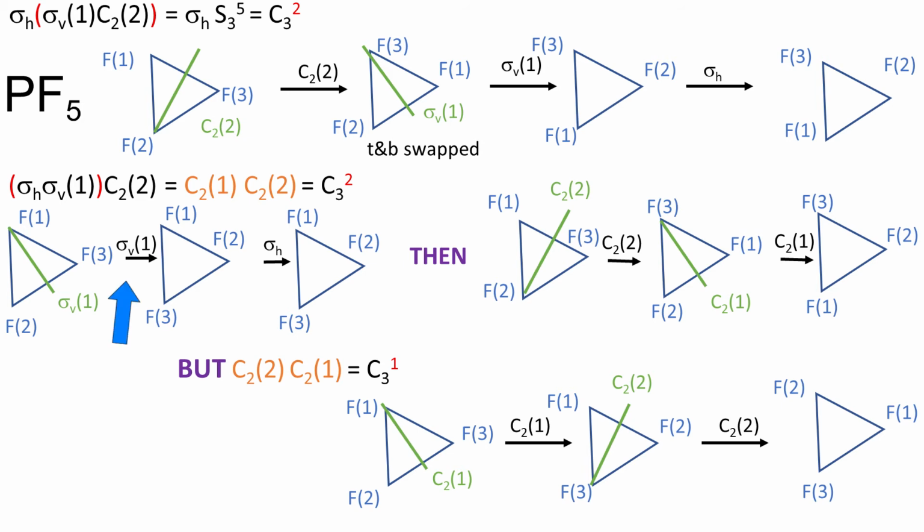First we do sigma V1, then sigma H, which yields C21. And please be careful, we need to do C22 first, so we need to go back to the starting configuration, do C22, and then we can do C21. Notice that if we did these two C2 operations in reverse order, we would end up with a different result, because D3H is non-abelian as we already mentioned.